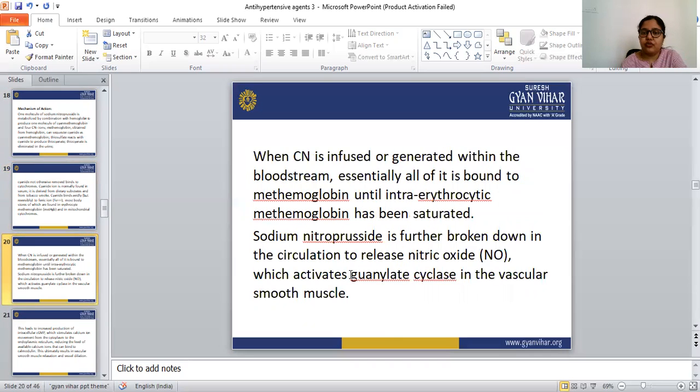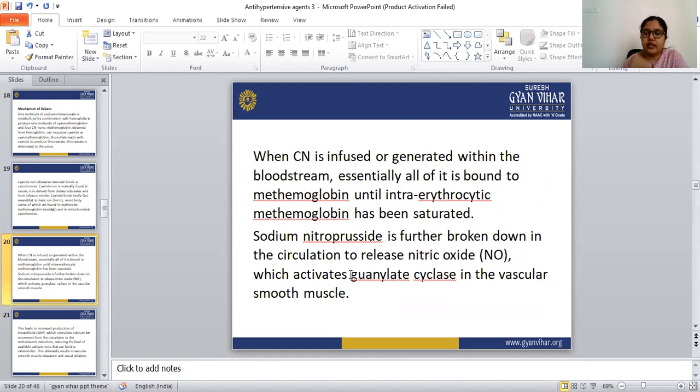When cyanide is infused or generated within the bloodstream, essentially all of it is bound to the methemoglobin until intra-erythrocytic methemoglobin has been saturated.